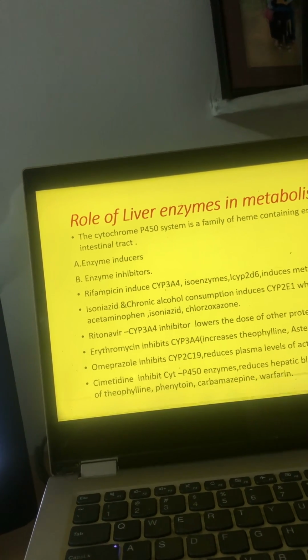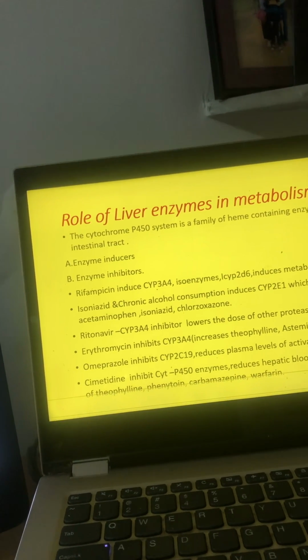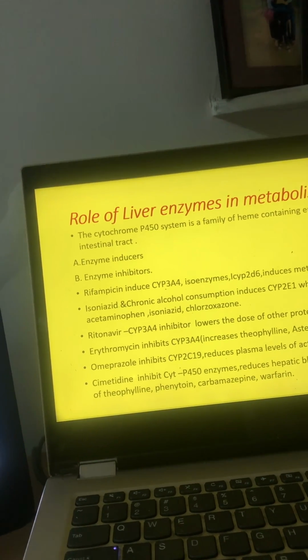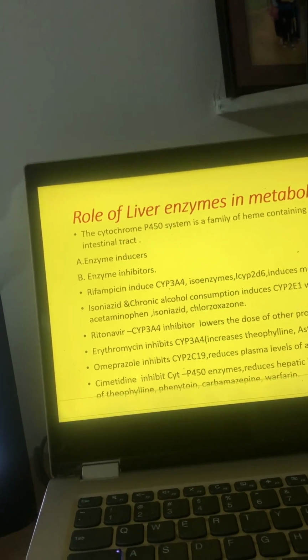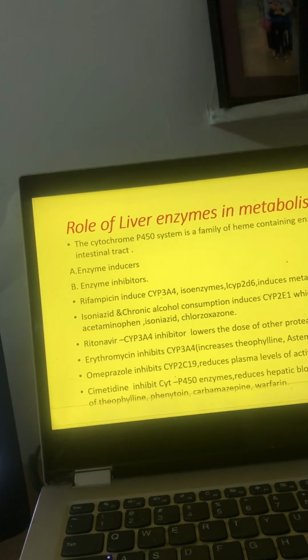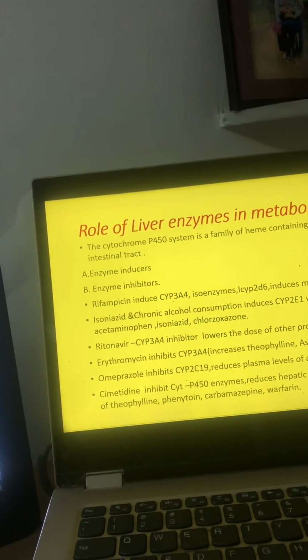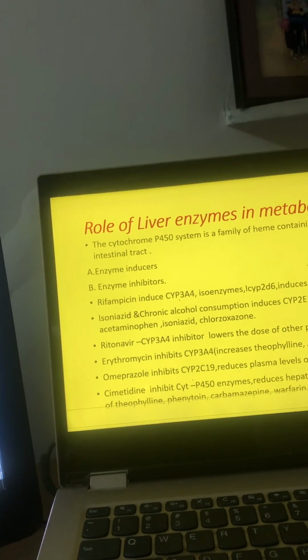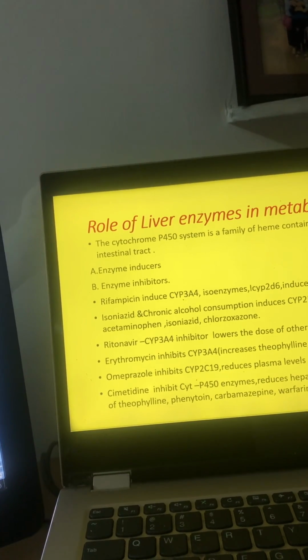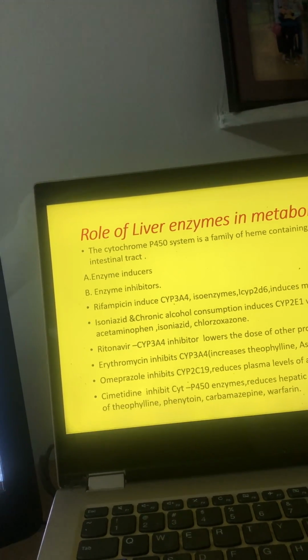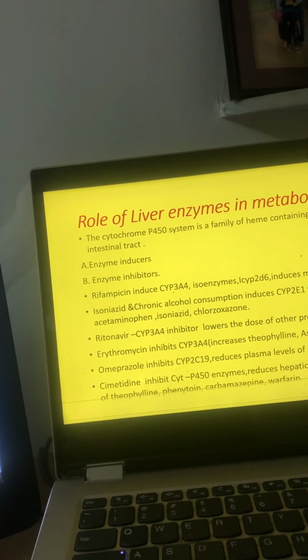Erythromycin inhibits CYP3A4, increasing theophylline, astemizole, and terfenadine. Omeprazole inhibits CYP2C19, reducing plasma levels of activated clopidogrel. Cimetidine inhibits CYP450 enzymes and reduces hepatic blood flow, increasing levels of theophylline, phenytoin, carbamazepine, and warfarin.